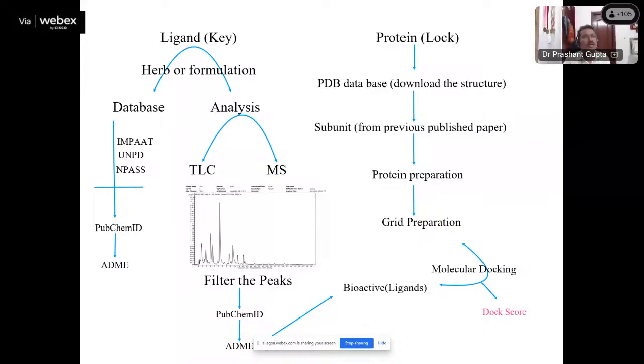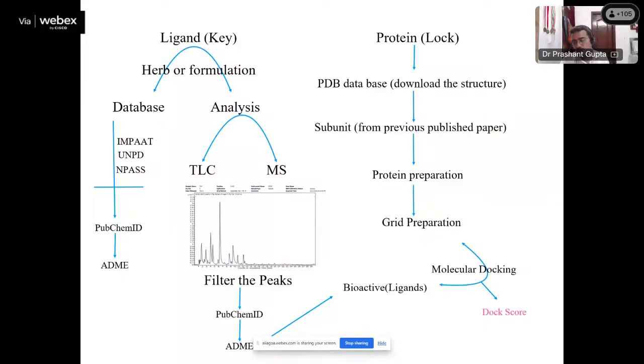Sometimes residents came to me and say, sir, the dock score is -4, -10, -11, -14. Is this good or not? So the genuine answer is, kindly compare it with your known drug. If your known drug, let's say in case of ACE, SCQ is giving a score of -7 and your quercetin is giving -8 or -9 or -10, it means your quercetin is giving a better dock score than the SCQ or any other synthetic drug. So this is the pattern of how we score.